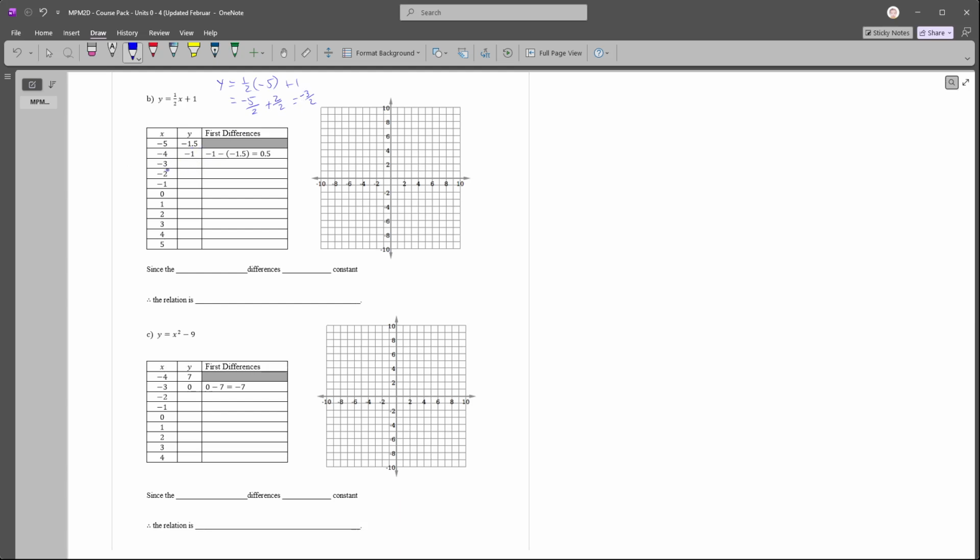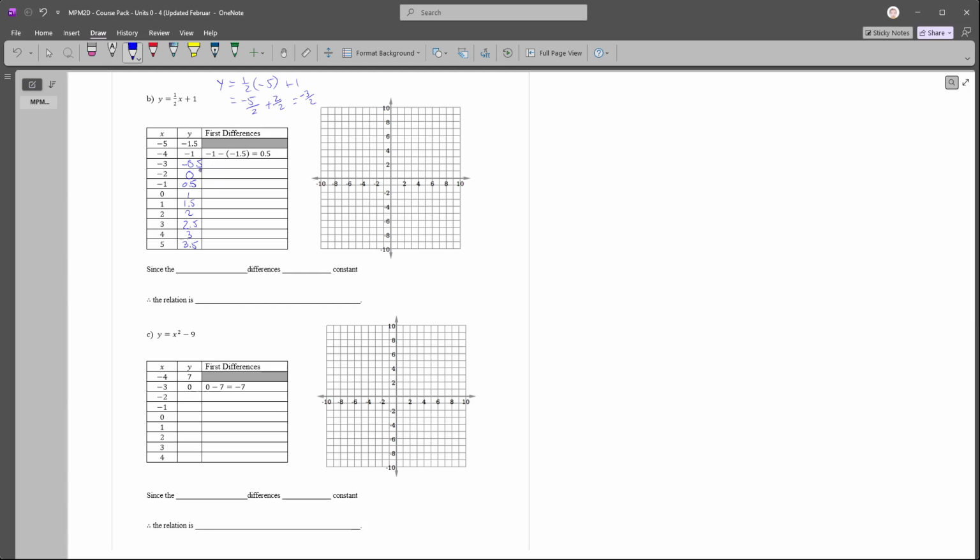So we're going to continue here. We substitute -3. Try to do it in mental math. So -3 times 1/2, so it's -3 over 2 plus 1. So that's -3 plus 2, because it's going to be 2 over 2. -3 plus 2 over 2 is going to give us -1 over 2, or -0.5. Okay? And we're going to keep going like this, and you're going to end up with 0, and then 0.5, and then 1, 1.5, 2, 2.5, 3, and 3.5.